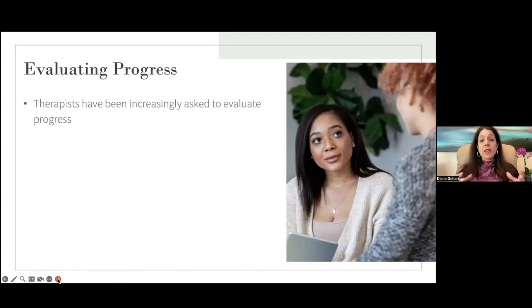Over the years, therapists have been increasingly asked to evaluate progress in more formal ways. Certainly more so than when I joined this profession. This was not talked about very much in my graduate program, to be honest. We didn't do it in my training sites, but I think things have really changed over the past 3 decades in terms of the expectation that therapists evaluate progress in increasingly formal ways.